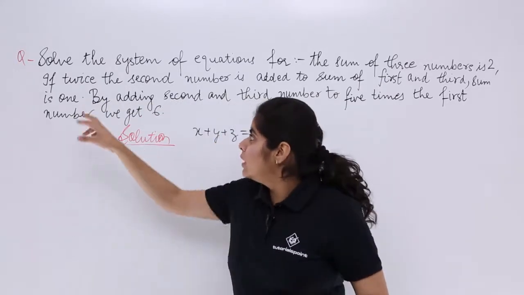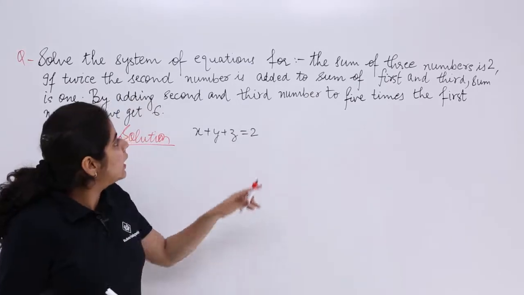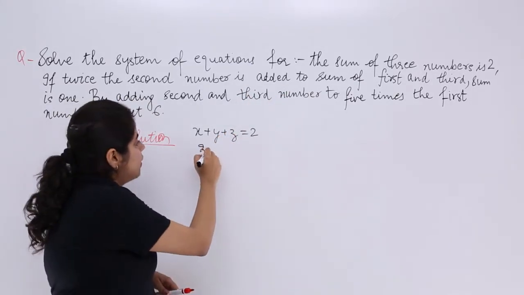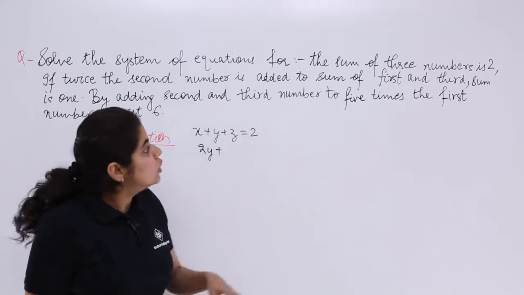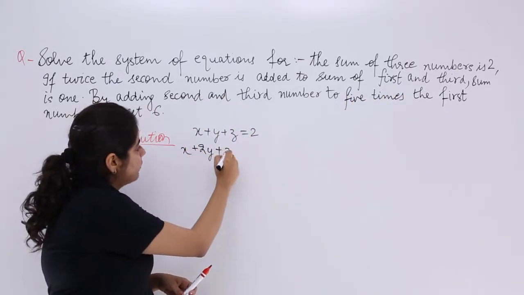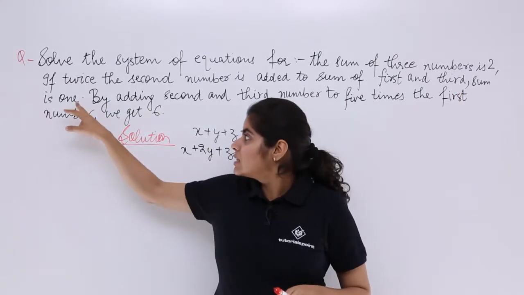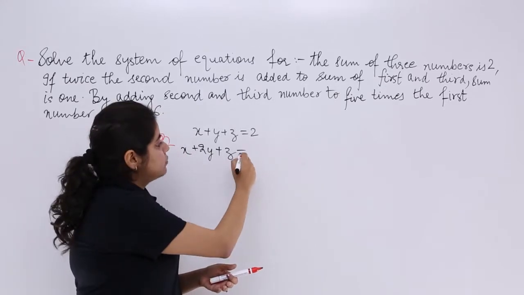Next, what is the statement? If twice the second number, that means 2y, is added to the sum of first and third, x and z. The sum is 1. So you get it as 1.